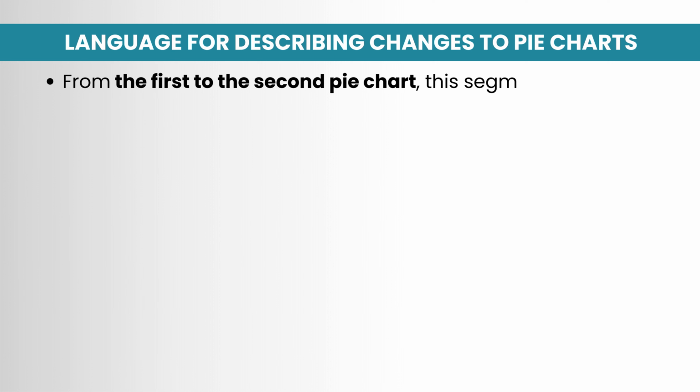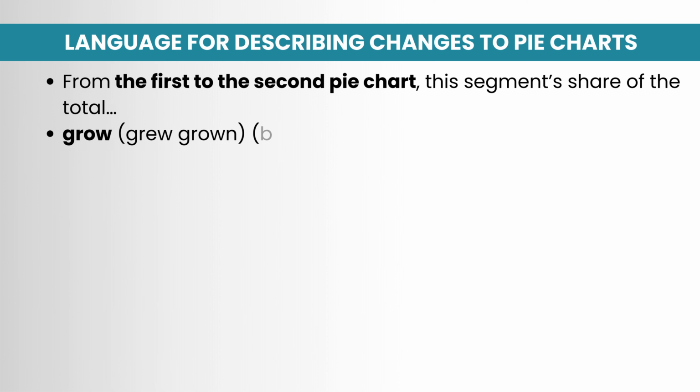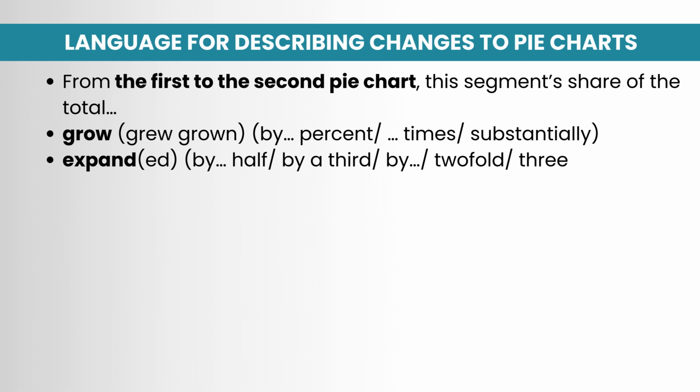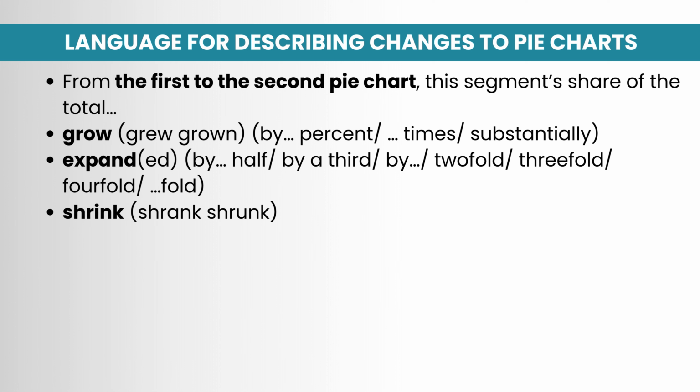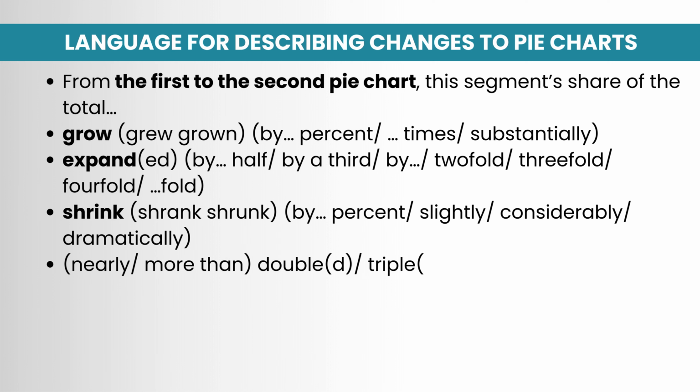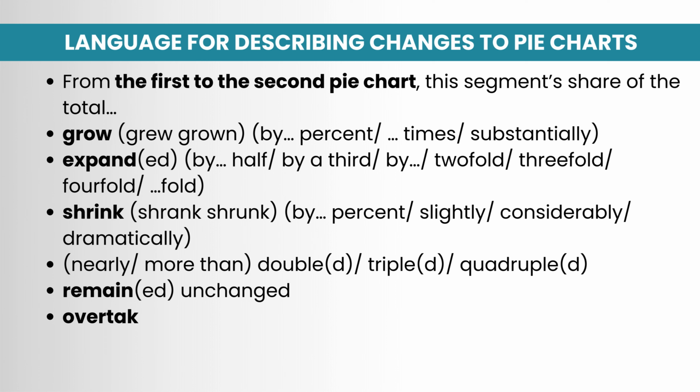Language for describing changes to pie charts. From the first to the second pie chart, this segment's share of the total grew, by percent or times, substantially. Expanded by half, by a third. Twofold, threefold, fourfold. Shrunk by percent, slightly, considerably, dramatically. Nearly, more than. Doubled, tripled, quadrupled.